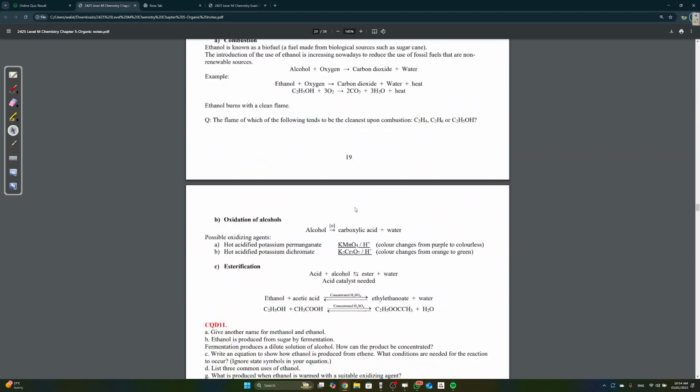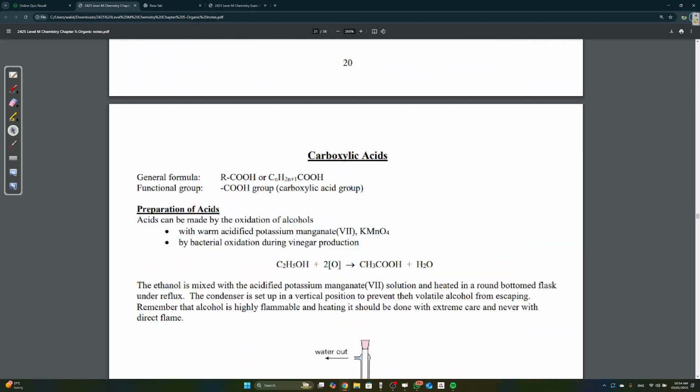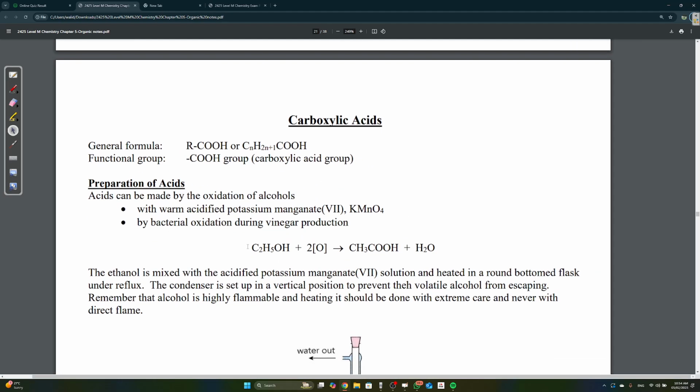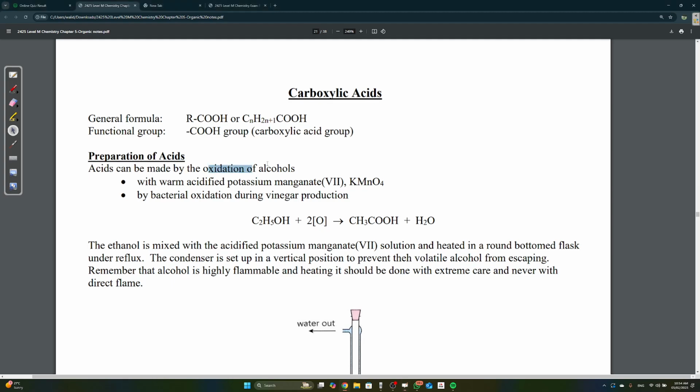You need to know that alcohols, they're OH. Carboxylic acids, it's basically just an alcohol being oxidized. Okay, so carboxylic acid has the COOH functional group. You need to know that carboxylic acid can be made by the oxidation of alcohols.